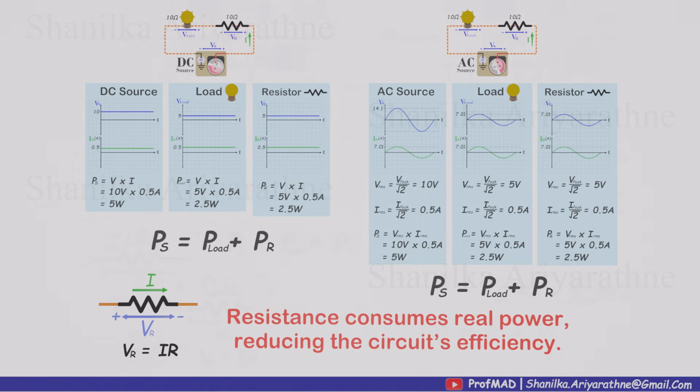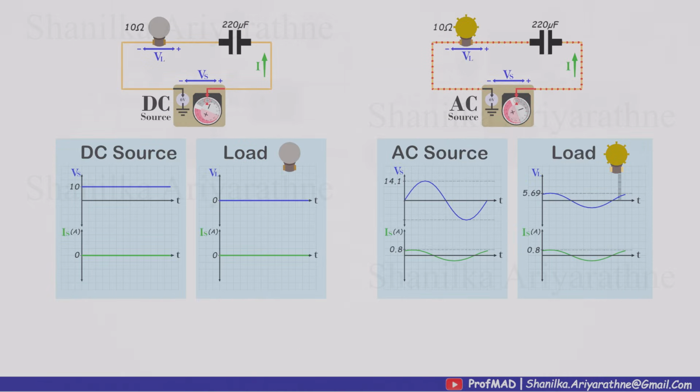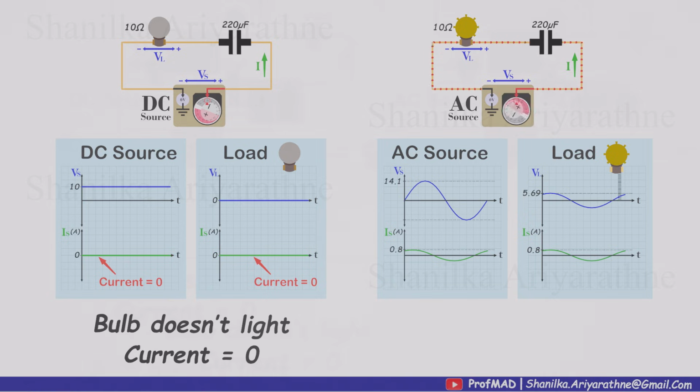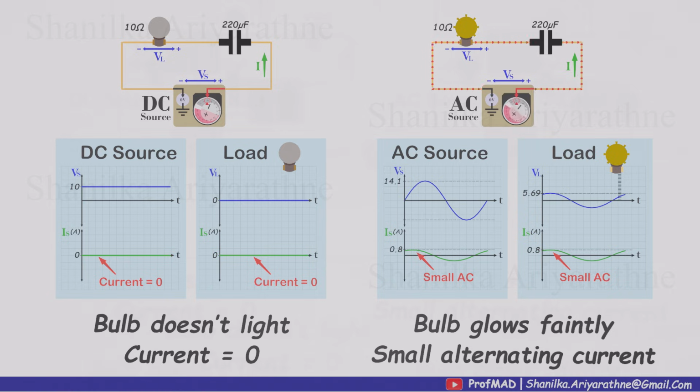Next, let's add a capacitor in series with the light bulb. In the DC circuit, the bulb doesn't light at all. You might see a brief flash at the beginning, but after a moment, the current drops to 0. In the AC circuit, however, the bulb glows faintly and a small alternating current flows.